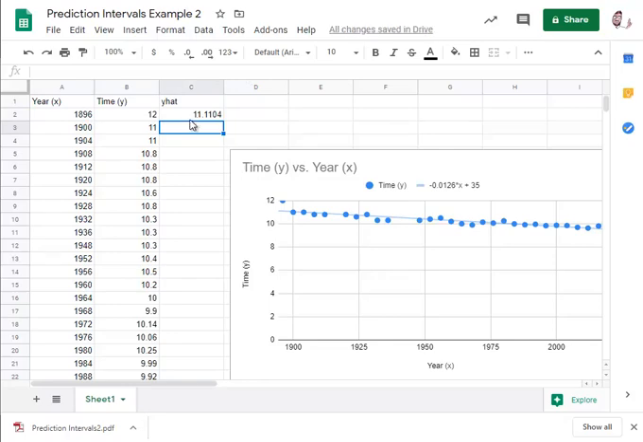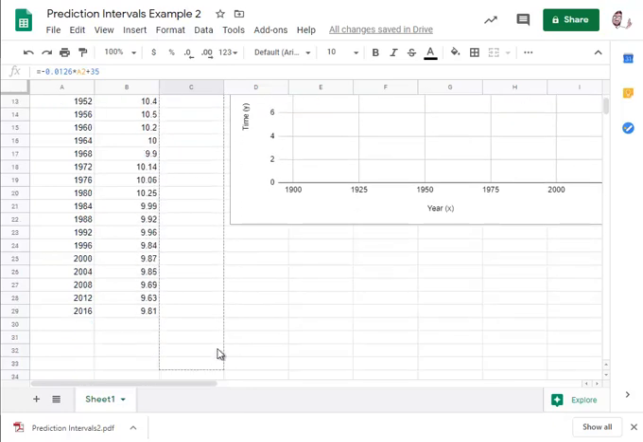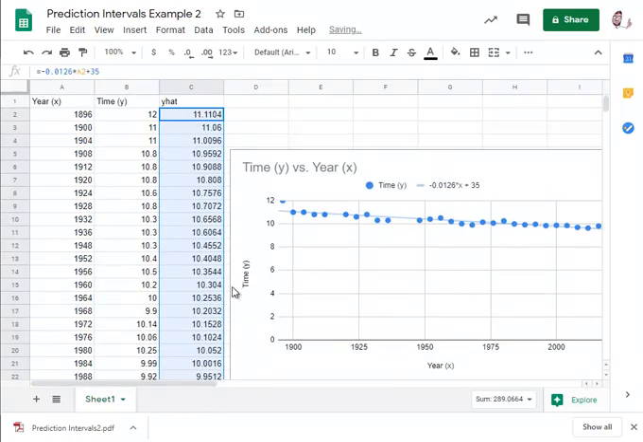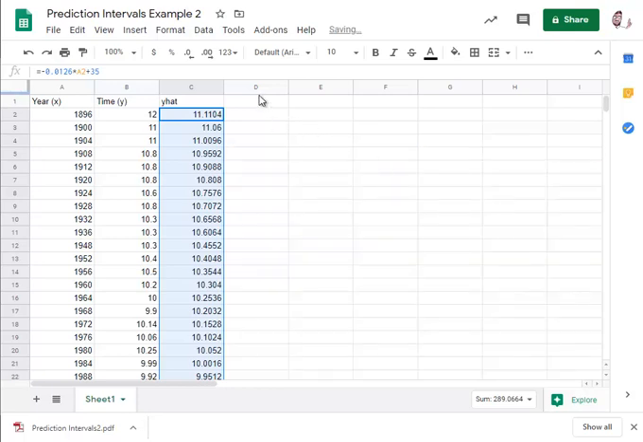Again, just to make sure you understand, 11.11 is the location at that particular year. You'll notice that it's below the winning time of 12. So that's again what the y hats are doing, the best fit line location. I'm going to drag this equation down and get all of the other locations for each of the other years. Next thing I'm going to do is delete this because we really don't need it much anymore. It's just kind of taking up space.